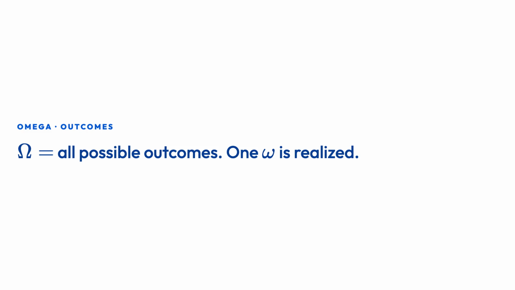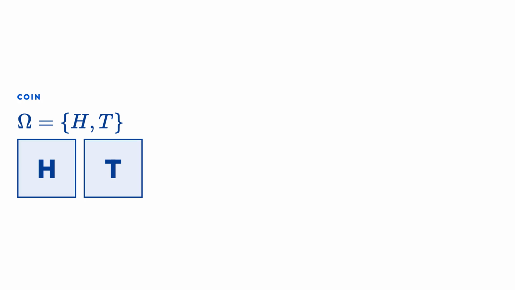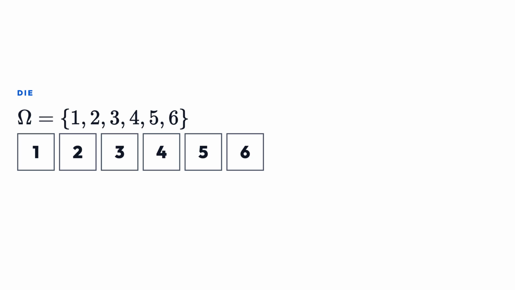Omega is the set of all possible outcomes. The experiment draws one omega. Probability is never attached to that point by itself. Probability is attached to sets of outcomes. Coin flip. Omega is heads and tails. Two stories. That is the whole universe. A fair die. Omega is 1 through 6. The event even is the set 2, 4, 6. Probability 1/2 is the weight of that set, not a label on a single face.